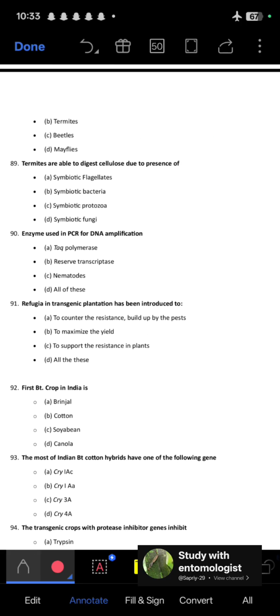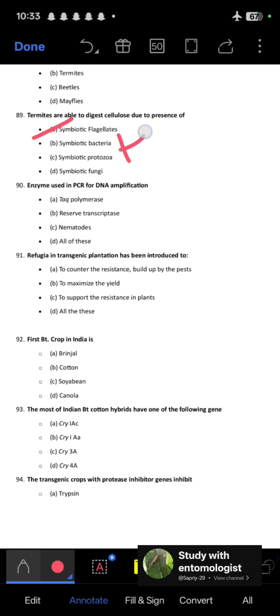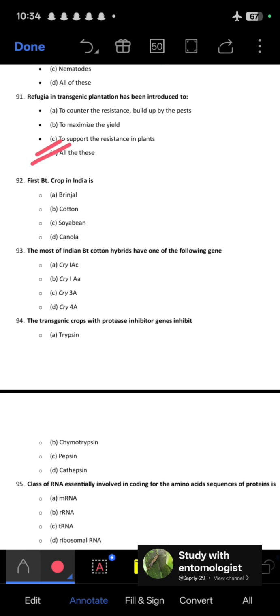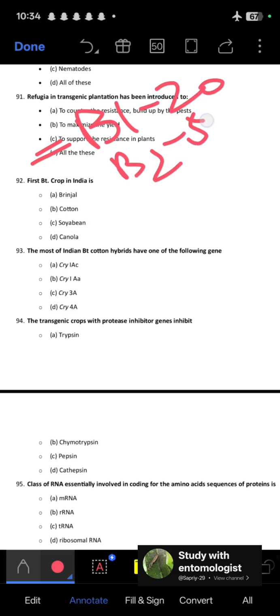Next, termites are able to digest cellulose due to the presence of symbiotic flagellates inside the hindgut of termites. Next, the enzyme used in PCR for DNA amplification is Taq polymerase. Next, refugia in transgenic plantations has been introduced to counter the resistance built up by the pest, to maximize yields, and to support resistance in plants. So all of these are correct. Remember, Bollgard 1 needs 20% refugia, Bollgard 2 needs 5 to 6%, and for Bollgard 3 there is no recommendation of refugia.